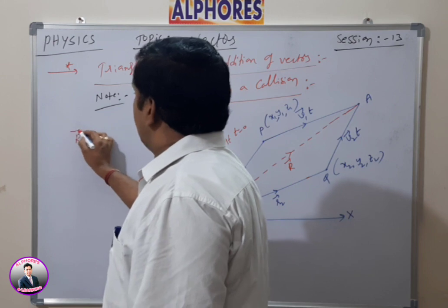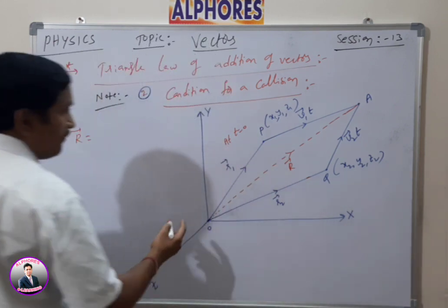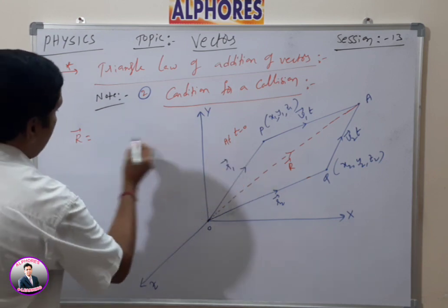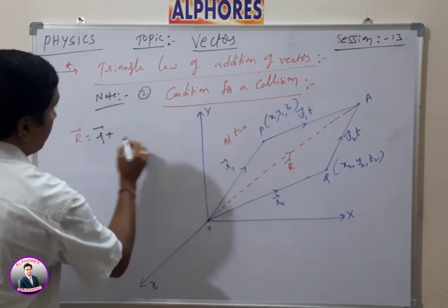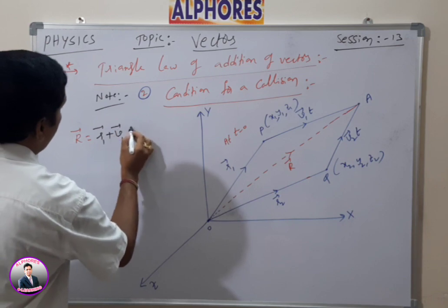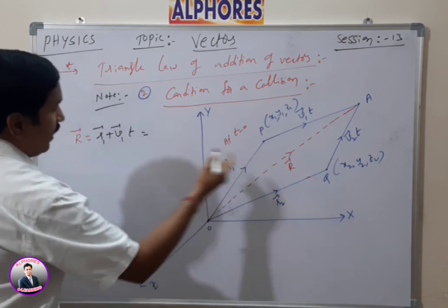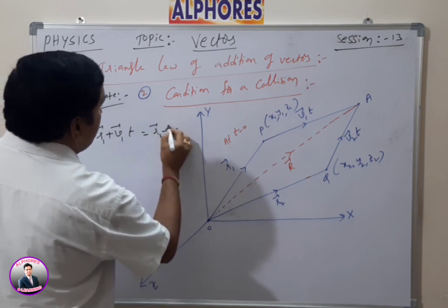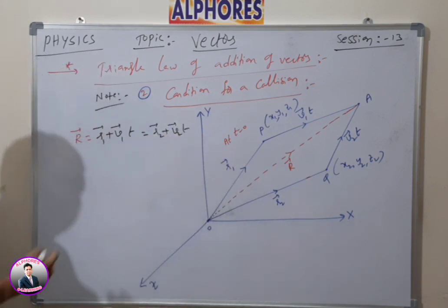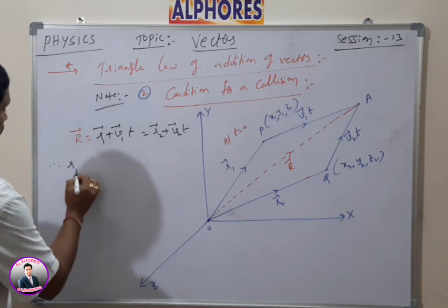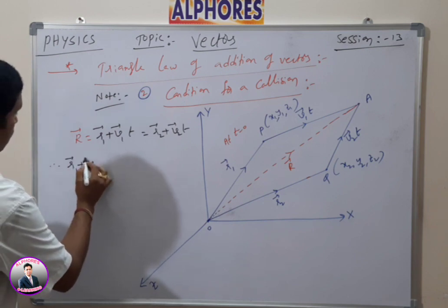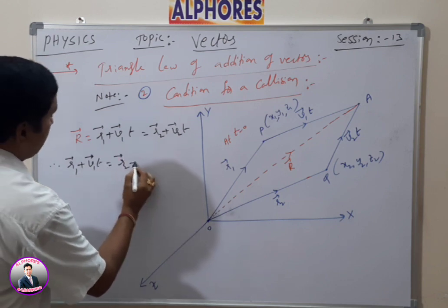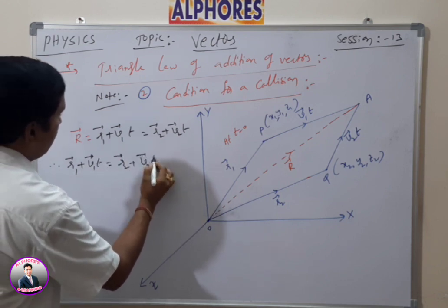That means r bar is equal to what? According to this condition, r bar is equal to r1 bar, as per the diagram, plus v1 bar into t, which is equal to, again for the second particle, what is the total displacement? r2 bar plus v2 bar into t. Therefore r1 bar plus v1 bar into t is equal to r2 bar plus v2 bar into t.